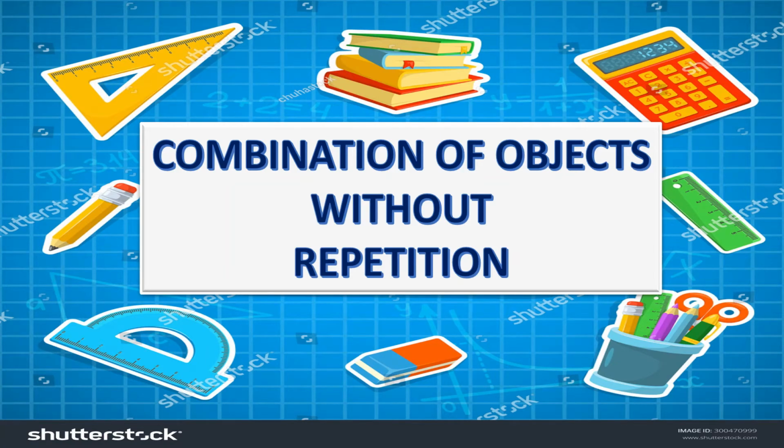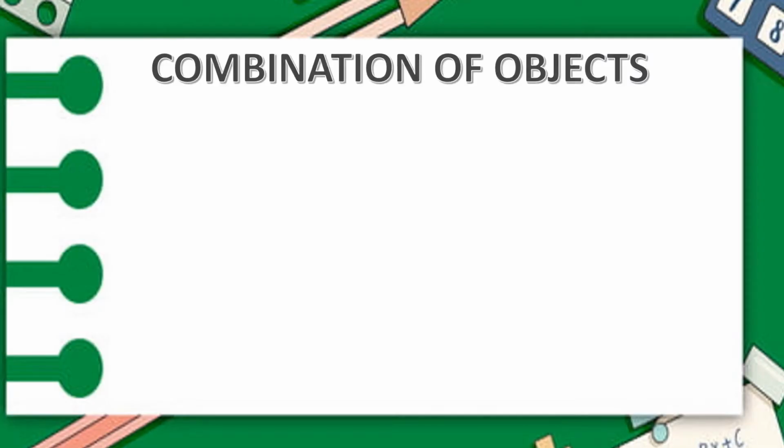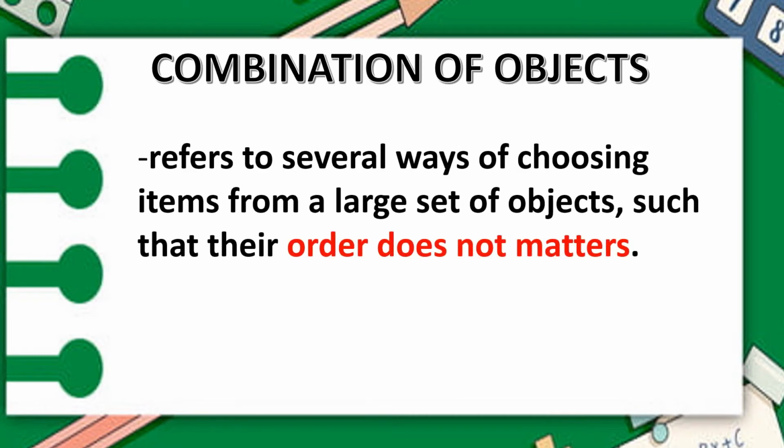In this lesson, we're going to discuss combination of objects without repetition. When we say combination of objects, it refers to several ways of choosing items from a large set of objects such that their order does not matter.